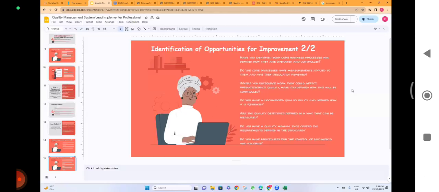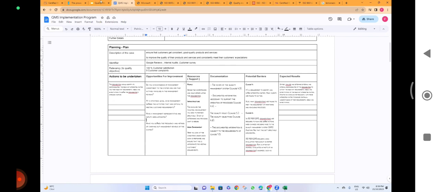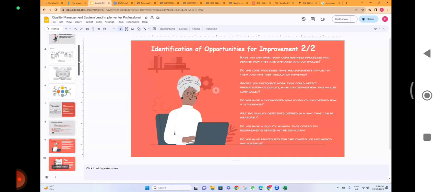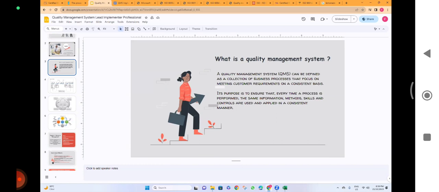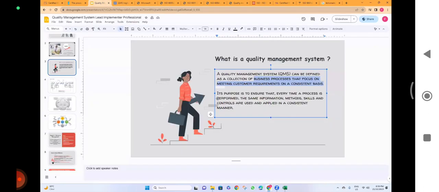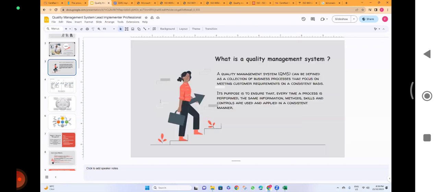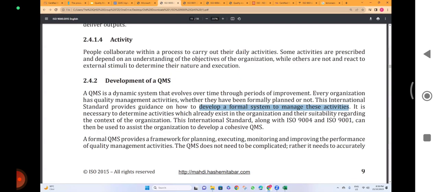Now, how does this work? This is exactly what I said at the beginning of the webinar. I said the idea here is a two-step process. Step number one, you look at the business process that focuses on meeting customer requirements on a consistent basis. And then I said, these are the business activities. We said this is what we do from when the customer walks in until the customer walks out. After that, I said I'm going to give you a series of guidance on how to develop a quality management activity, how to formalize them.